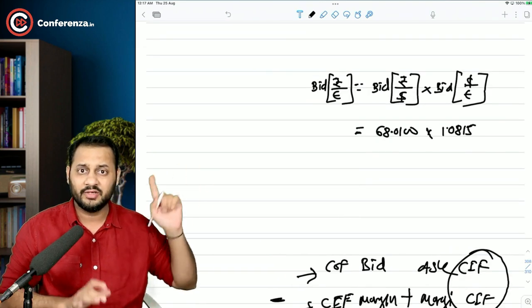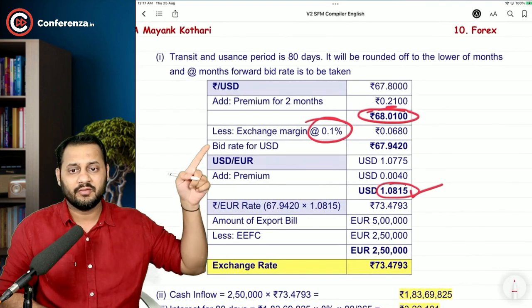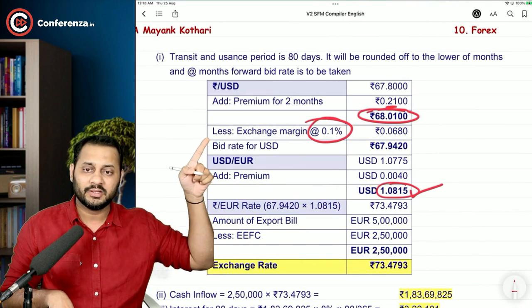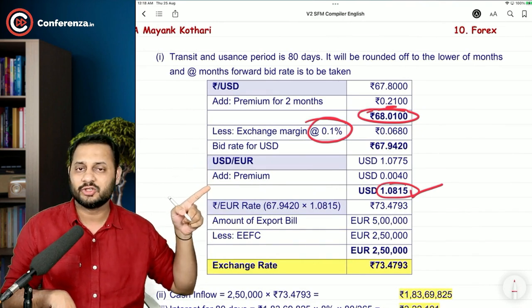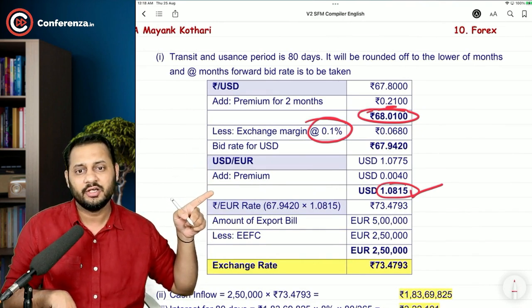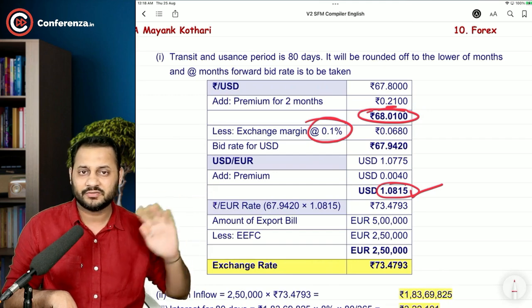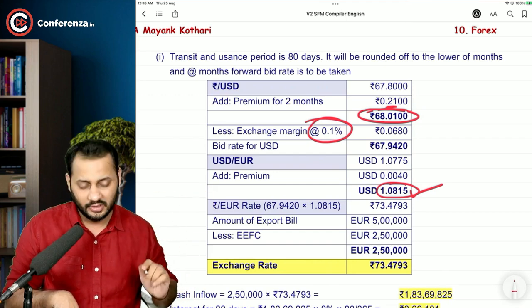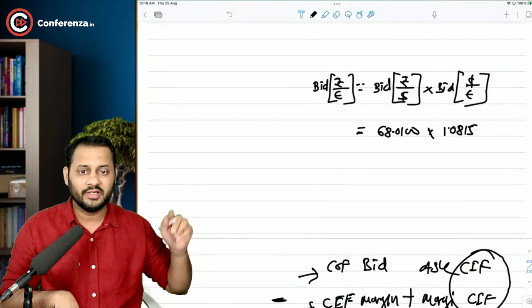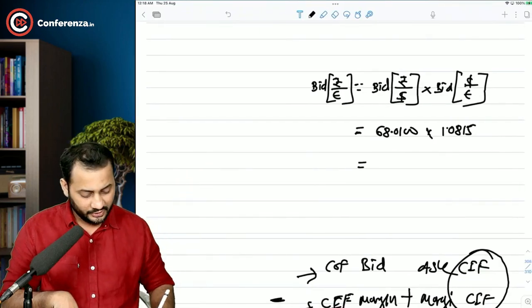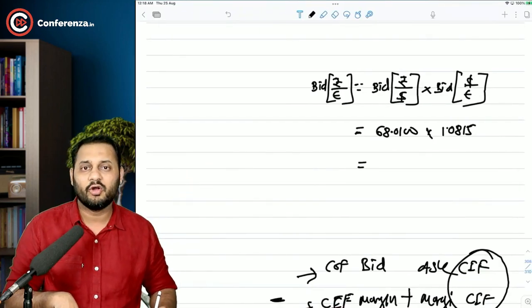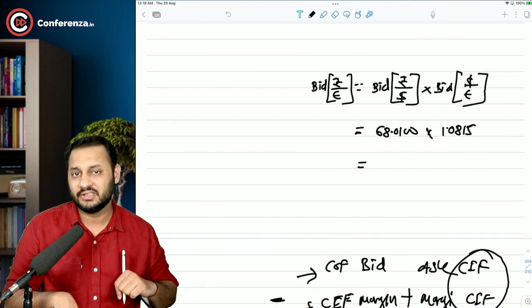This is a bid rate. We are going to deduct the margin, and they have deducted the margin properly. But the main problem is why the same was not deducted from the USD euro rate. So that's where the ambiguity will be left. Okay. So I'm not continuing this cross rate now. You can continue it, but it will not match then with the answer given in the institute.